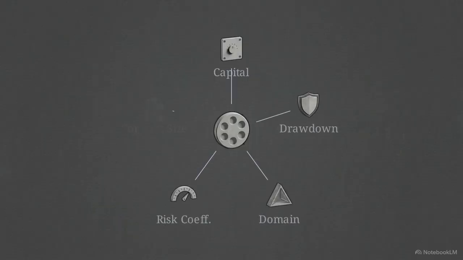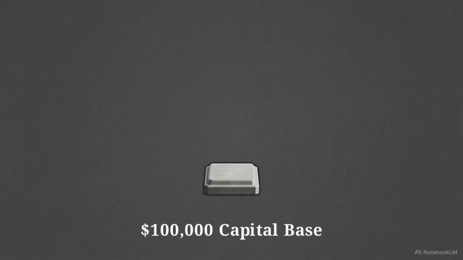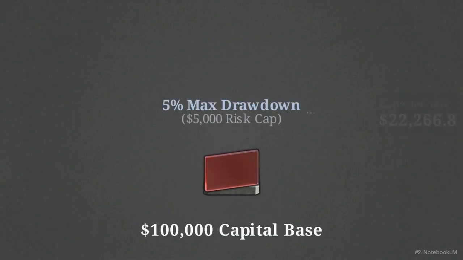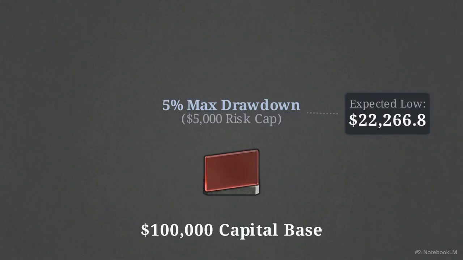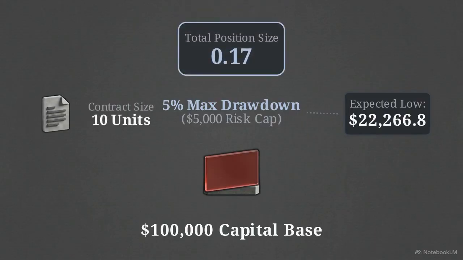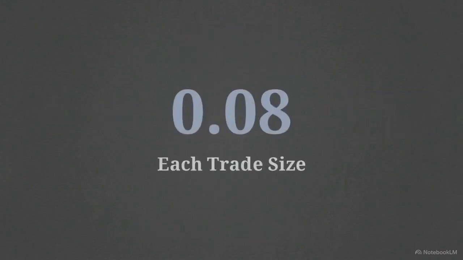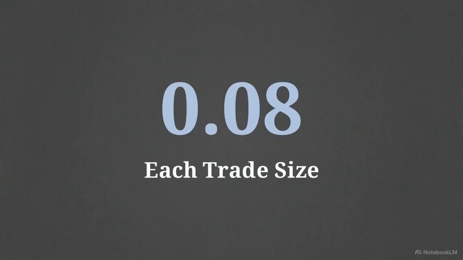Both trade sizes are calculated using the hypothetical capital, the investor's maximum allowed drawdown, the third triangle domain percentage, the risk coefficient, and the contract size. Feeding those specific values into the risk equation, we start with a $100,000 hypothetical capital base. We apply a strict 5% expected maximum drawdown limit, capping risk at $5,000, and an expected low price of $22,266.08. Factoring in a 10-unit contract size, the overall position size calculates to 0.17. This yields the critical operational metric. Each trade size must equal exactly 0.08 units.